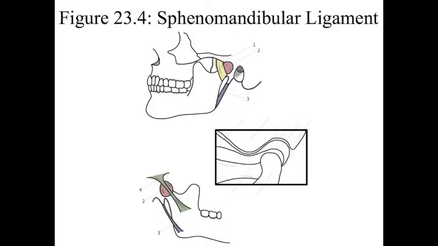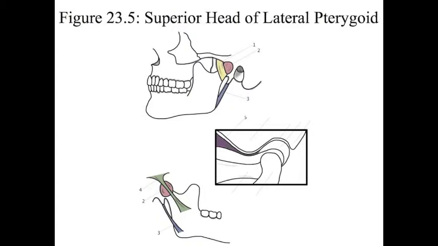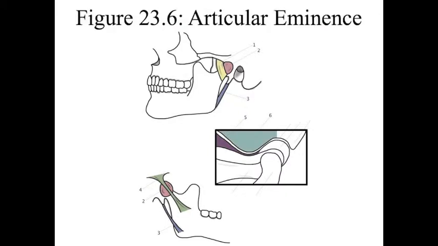Number 4 is the sphenomandibular ligament. Number 5 is the superior head of the lateral pterygoid muscle. Number 6 is the articular eminence. It's the bony process on the temporal bone that keeps the condyle from moving too far forward.